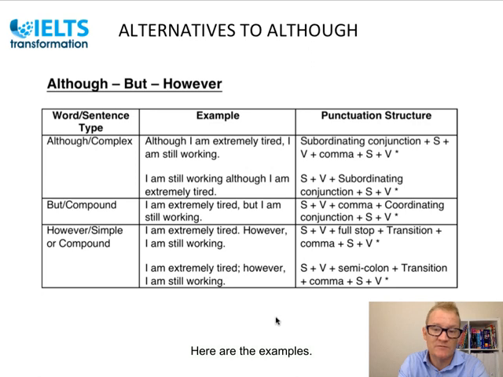And here are the examples. Pause the lesson and take some time to look at this and how to form these structures. Okay. So it's good to use all of these. Remember, for a band 7, we don't always want to put however at the beginning of a sentence. We could put it in the middle. I'm extremely tired. I am, however, still working. That would be more flexibility, which you need for a band 7 and higher.